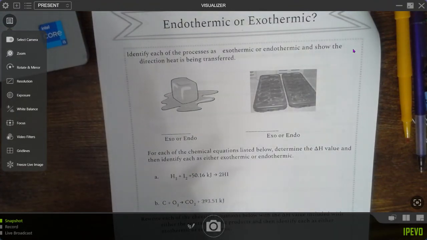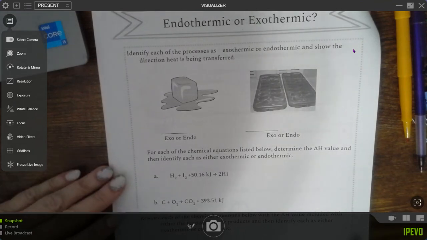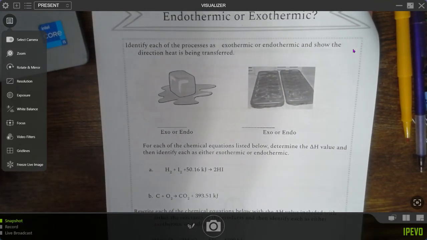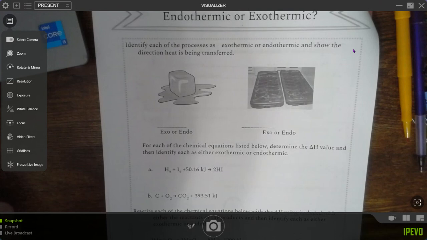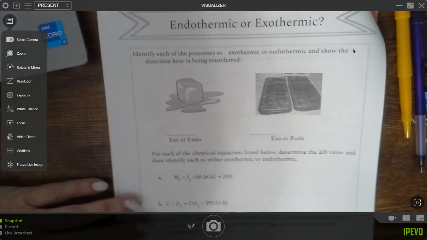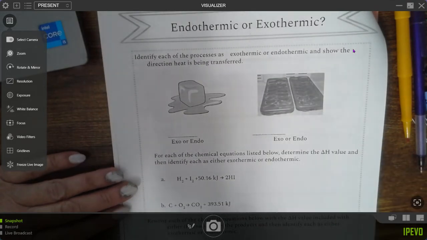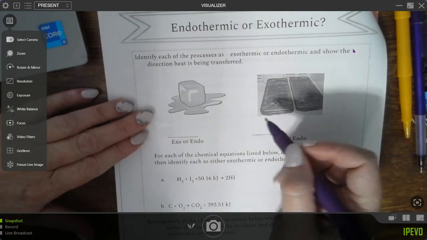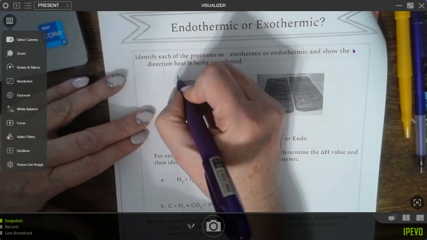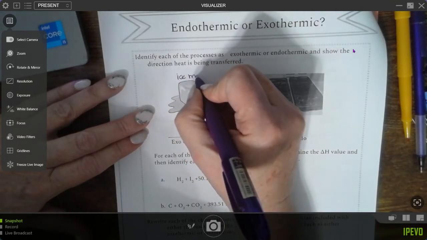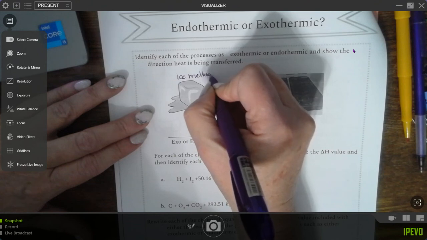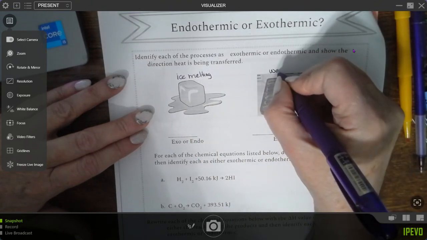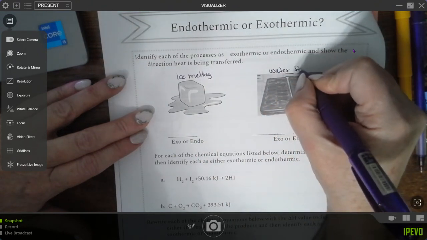I'm going to go over, there are 3 pages in your packet that talk about endothermic and exothermic situations, processes, reactions, equations. And we need to be able to tell the difference between exo and endo. Okay, so we have 2 examples here. One is ice melting, and the other is water freezing.